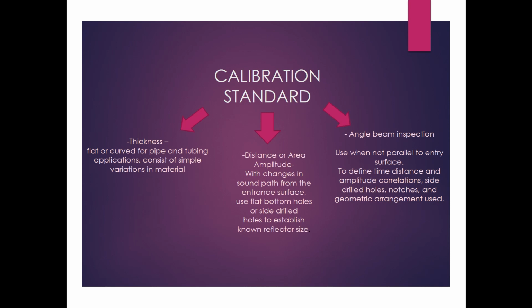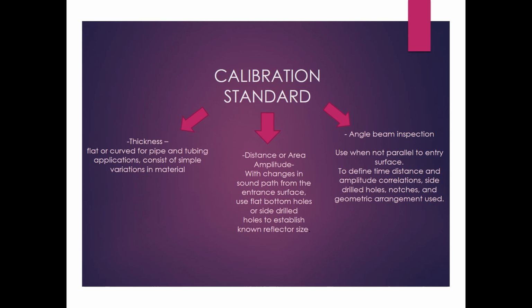The first one is for thickness. Thickness calibration standards may be flat or curved for pipe and tubing applications, consisting of simple variations in material thickness. For distance or area amplitude, with change in sound path from the entrance surface, use flat bottom holes or side drill holes to establish known reflector size.